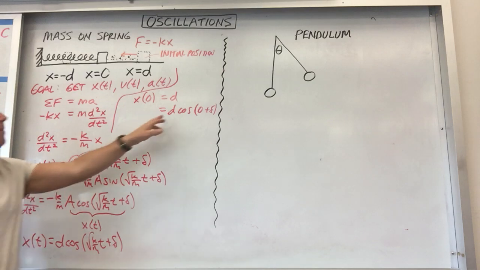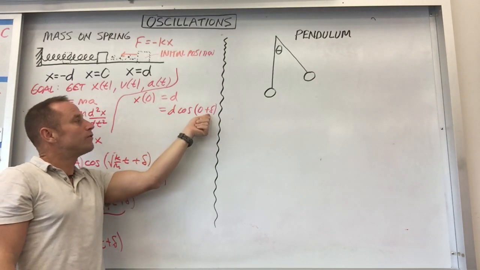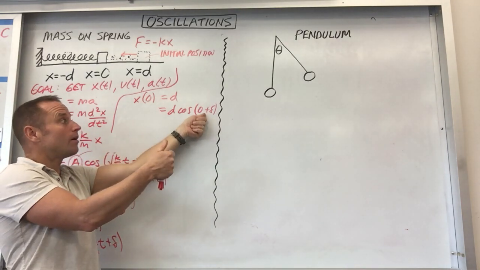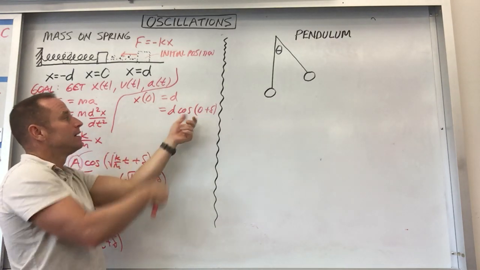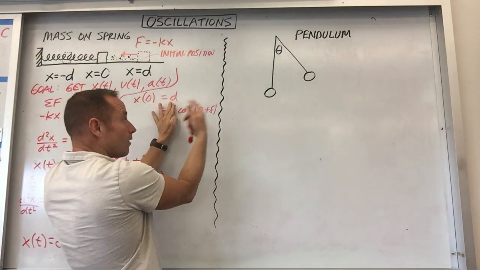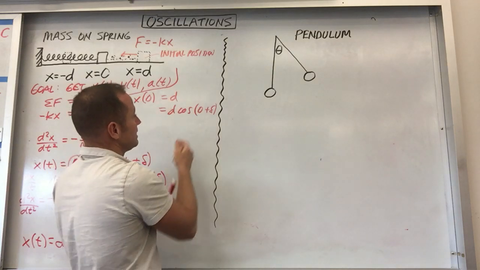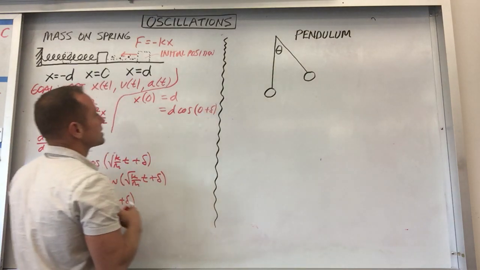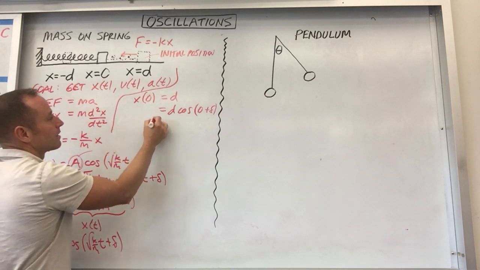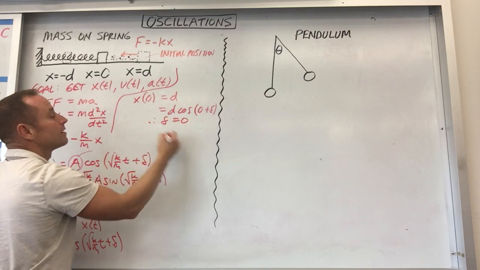Right. Well, cosine of 0 itself is 1, and so we can see if we make this phase equal to either 0 or 2 pi or 4 pi, then the cosine of those would be 1, and so then we would get d. So let's just set this phase equal to 0 to make our life simple, and therefore we can say the phase is 0 in this case.